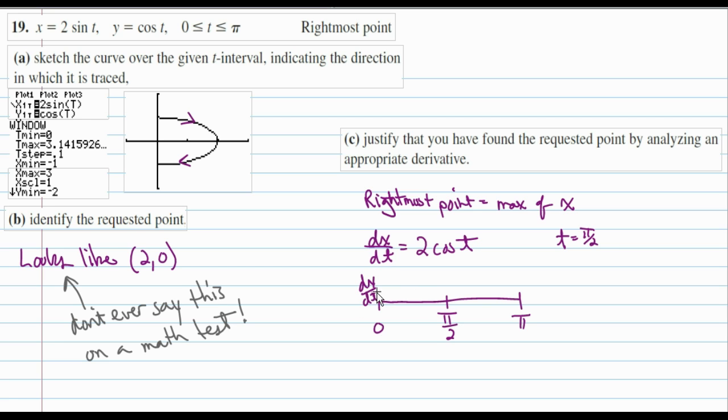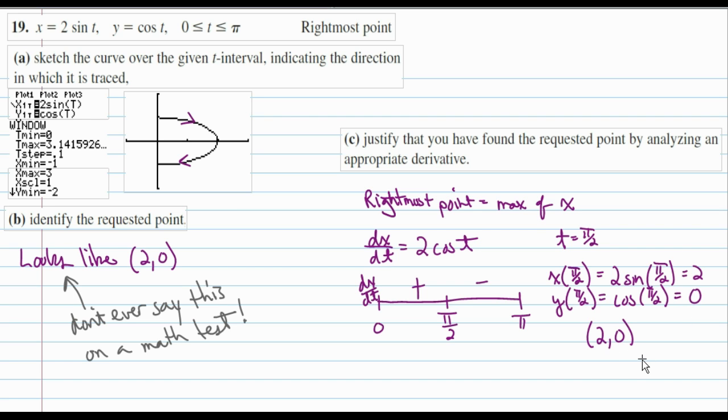We're going to test dx dt. So I get positive values between 0 and pi over 2, and then negative values between pi over 2 and pi, which means there is in fact a maximum at t equals pi over 2. So I need to plug in pi over 2 to the x parameter and then into the y parameter to find out exactly what point that occurs at, which is therefore 2, 0. So we did justify what it looked like from part B.